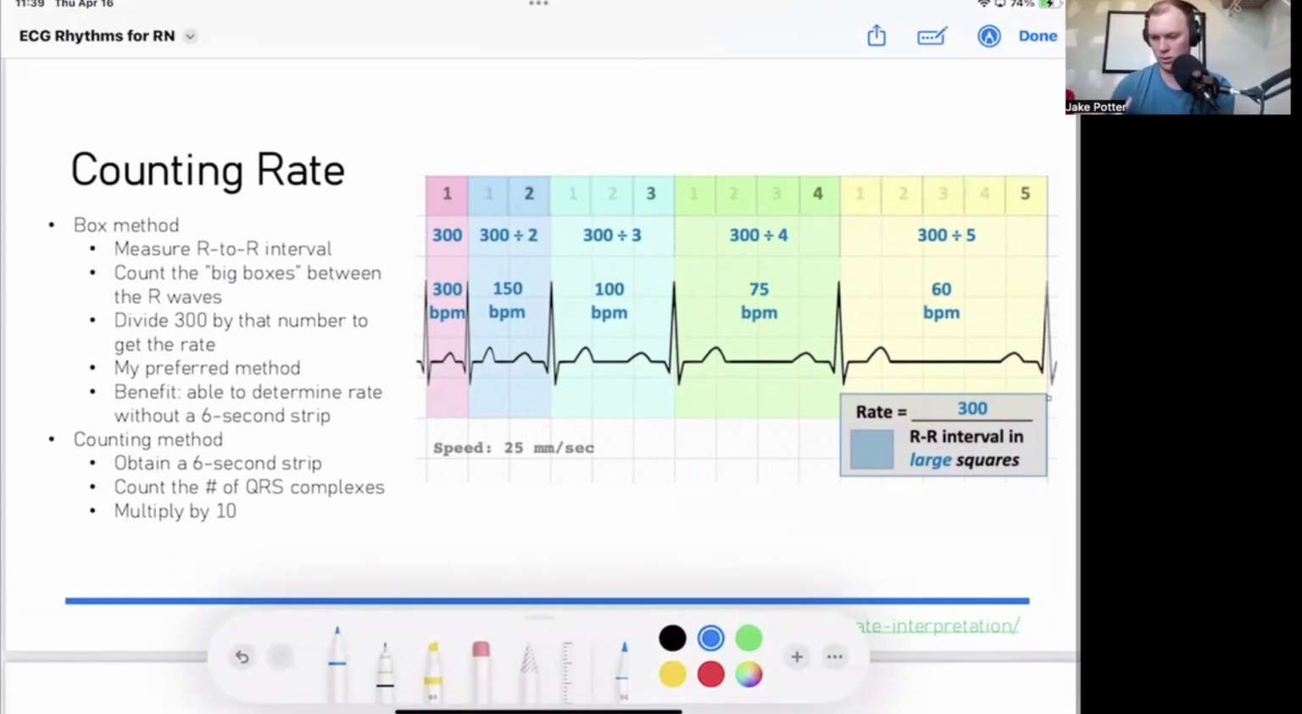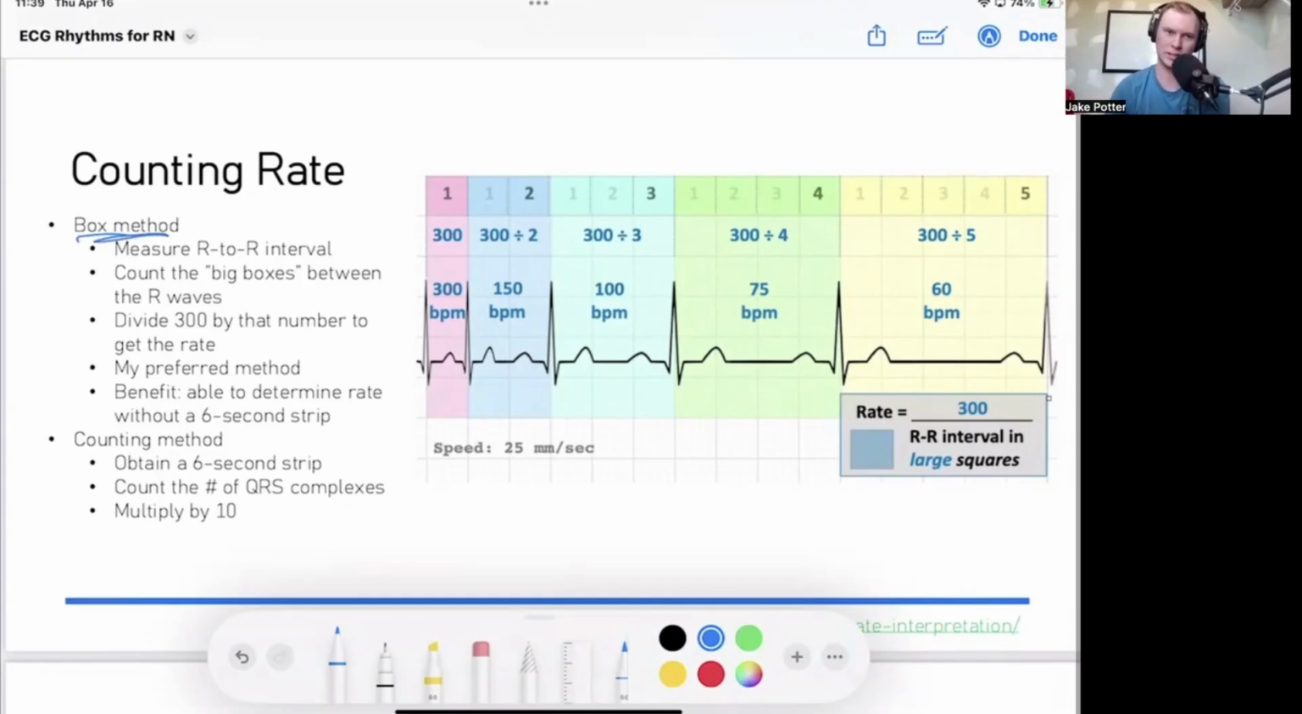All right. So we talked about the measurements and what they mean. Now we're going to talk about counting the rate. This can seem a little bit daunting, but I promise it's easier than you think. There are really two common methods for counting your rate. You have your box method and then your counting method. I personally use the box method.